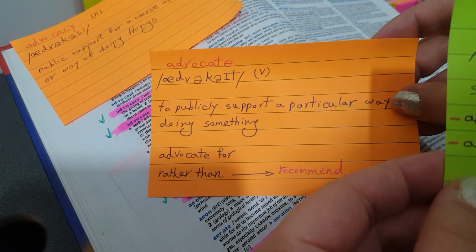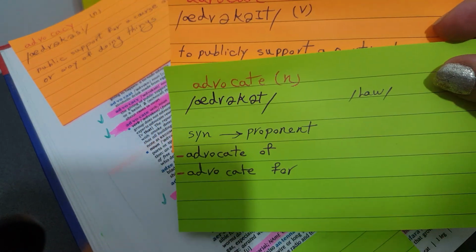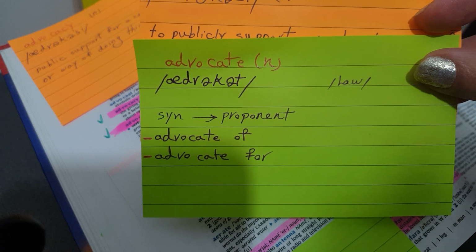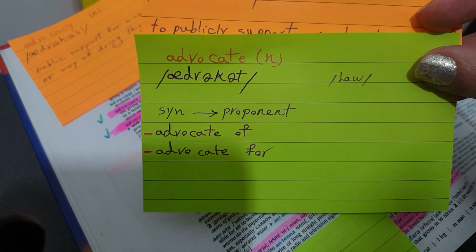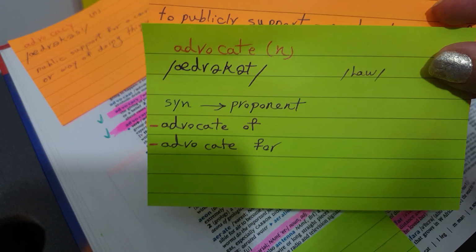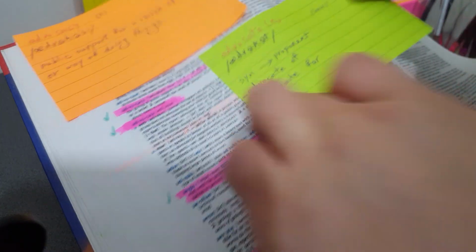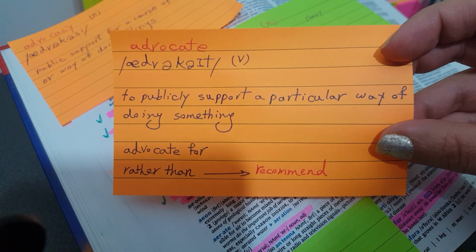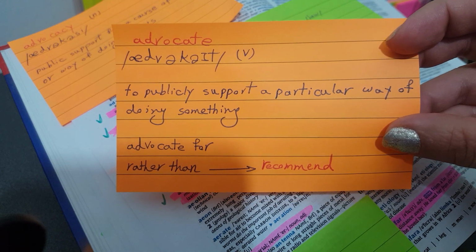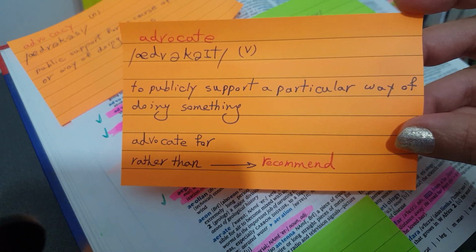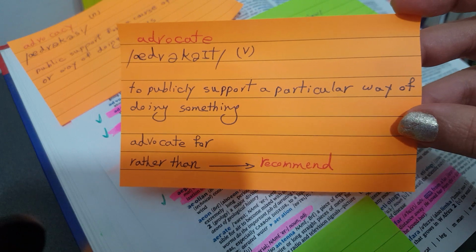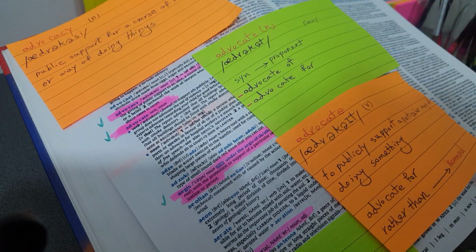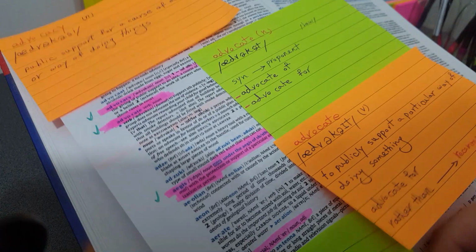Advocate, noun, verb. Advocate, noun, subject law, synonym proponent; advocate of, advocate for. Advocate, verb: to publicly support a particular way of doing something. Application: this word advocate, advocate for, rather than recommended. That's an amazing word. I love it. Next word.